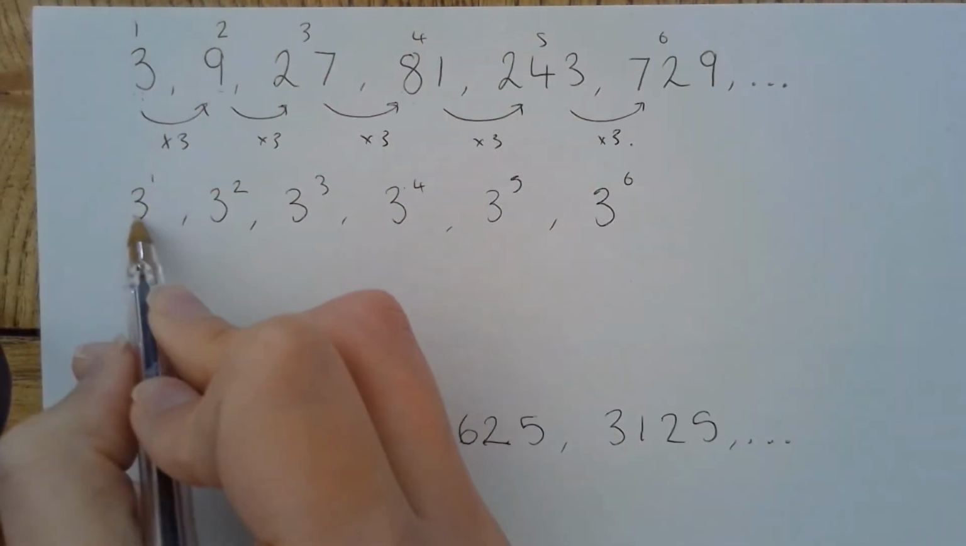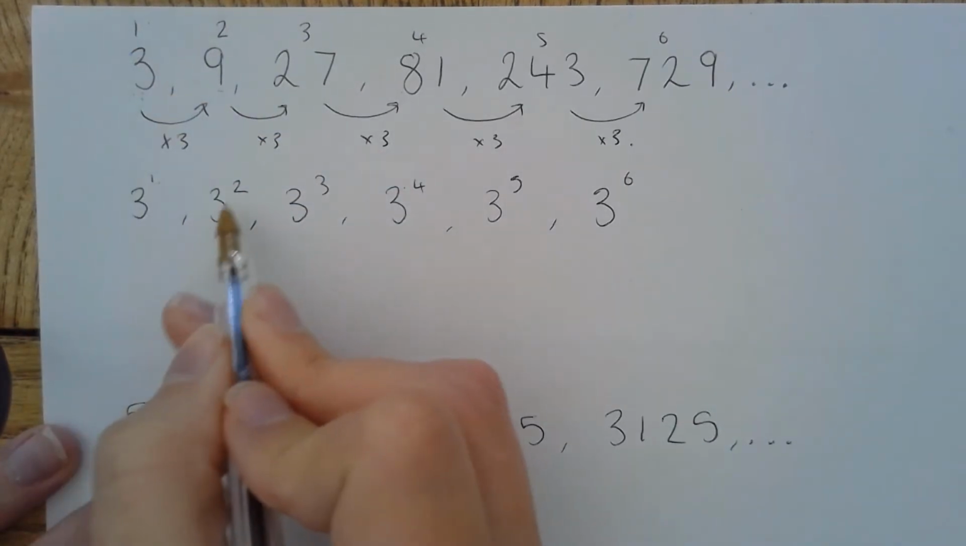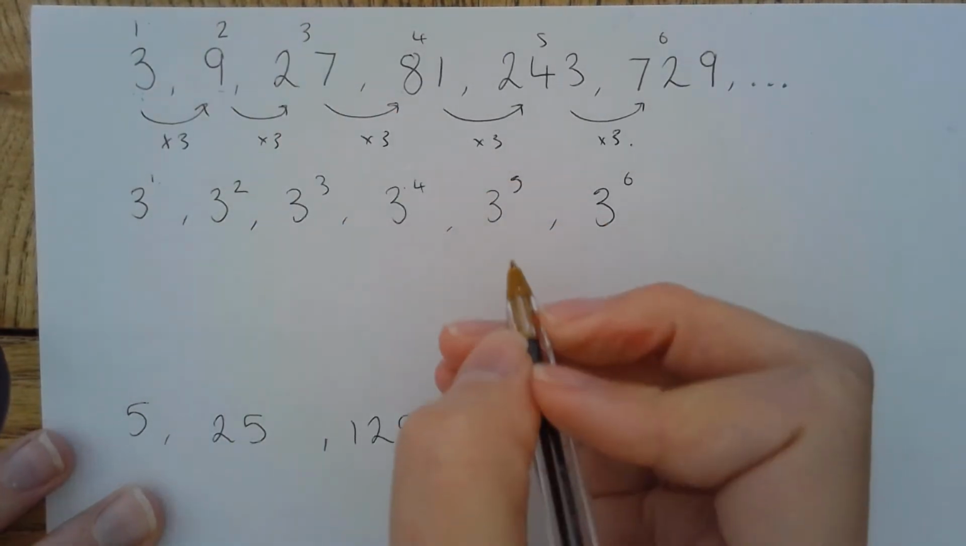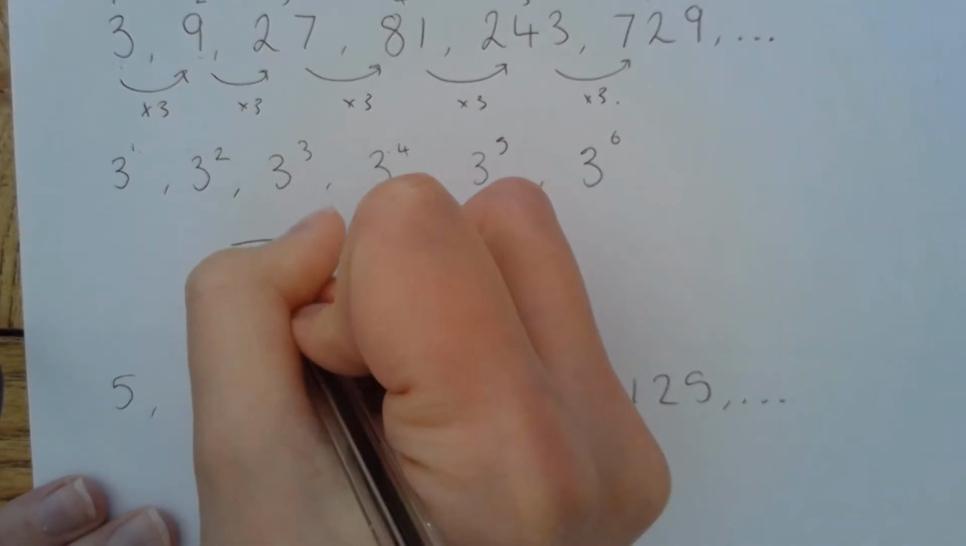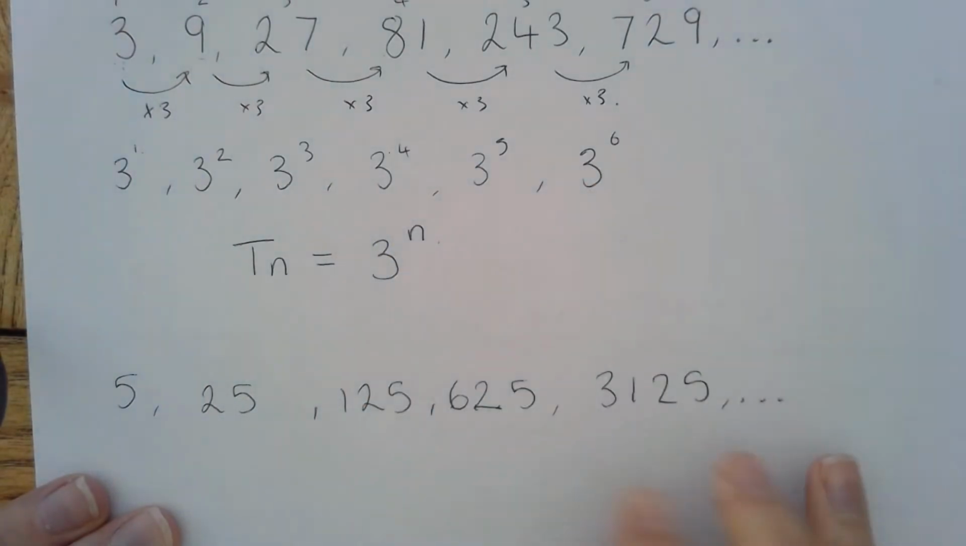So what we've actually got is 3 to the power of the first number in the sequence, 3 to the power of the second number in the sequence, 3 to the power of the third number in the sequence. So our sequence can just be written as 3 to the power of n.